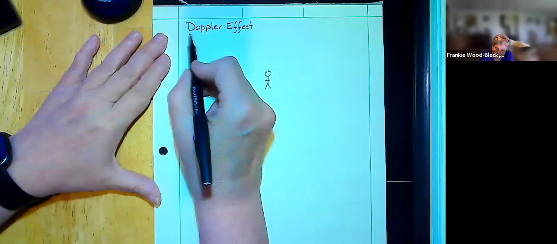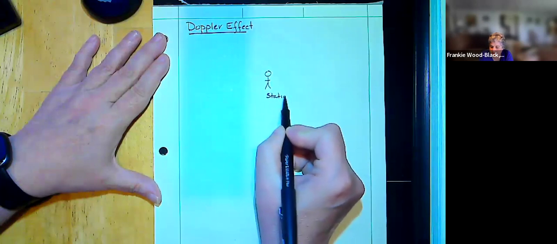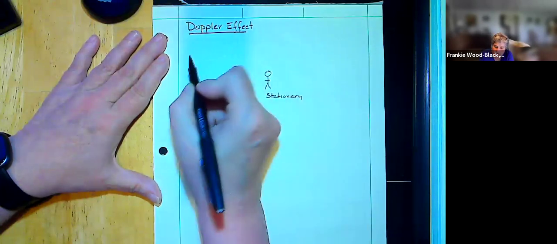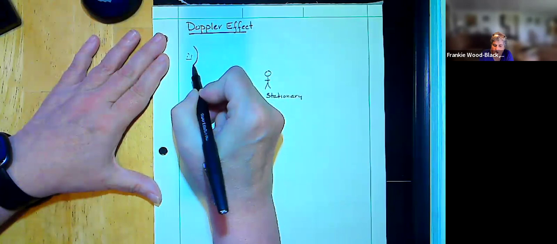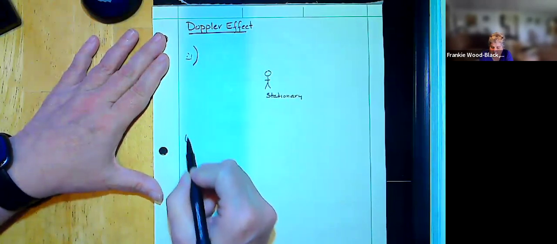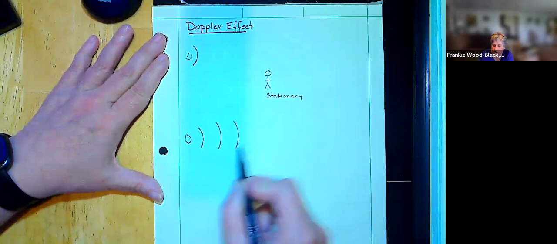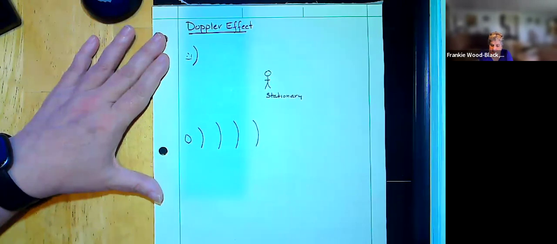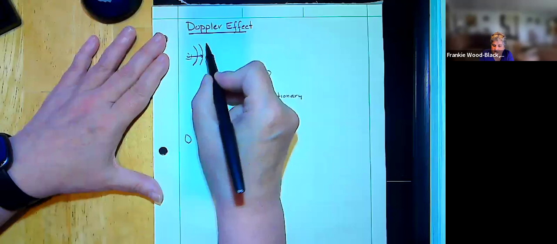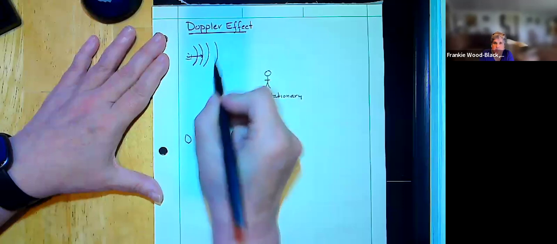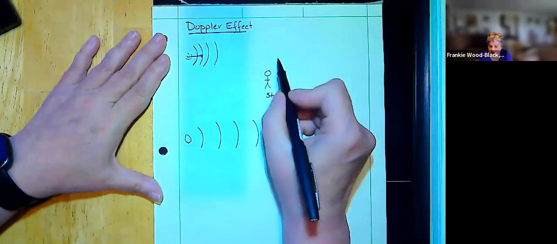So for the Doppler effect, if I'm stationary, we have a sound source that's coming towards us. What we saw before is if I have a stationary source, the sound comes out at regular intervals. But now if my source is moving, these intervals are going to get compressed, and I'm going to hear something that's different.